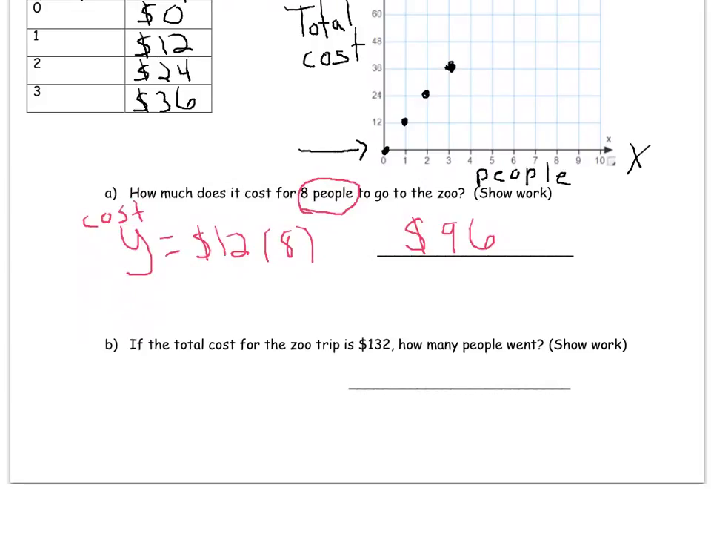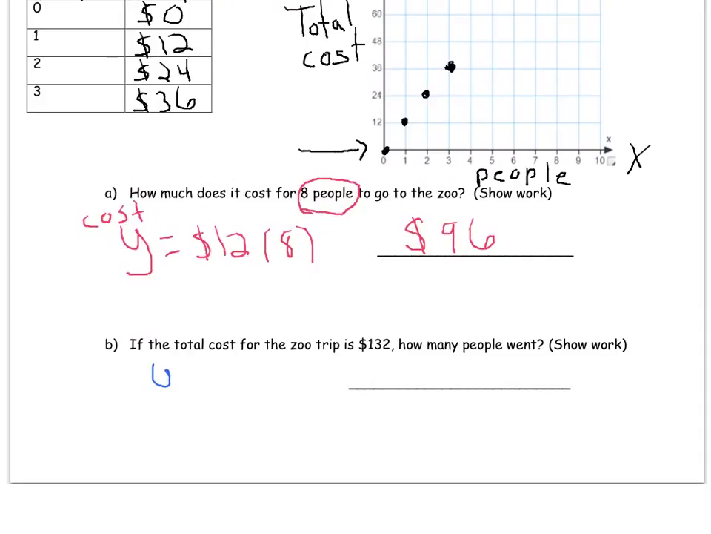Now, let's take a look at part B. It's a little different. Here the total cost of the zoo trip is $132. How many people went? Here we got to work backwards. We know the cost. We got to figure out how many people went. Common sense for many of you is going to say divide by 12, and that is correct. Here is the reasoning why.